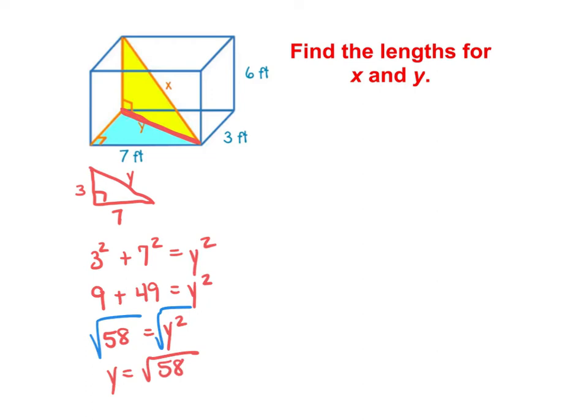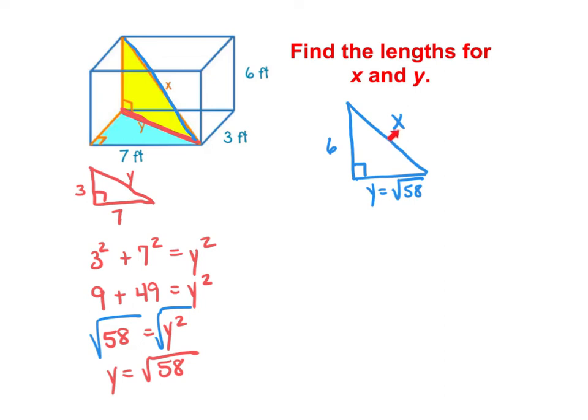Now we also need to find this length, x. We now have another right triangle where we have our right angle here. This is x. This is y, which we found out was the square root of 58. And then we still need to know this height, the height of the box, which is 6 feet. Is x the hypotenuse or a leg?